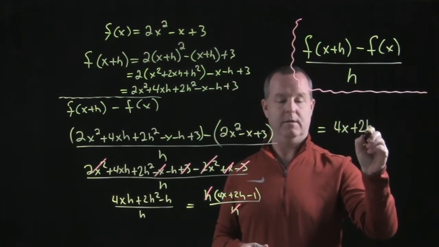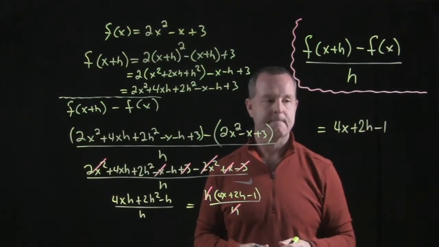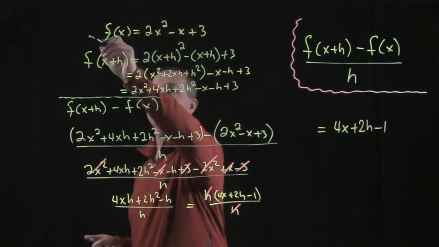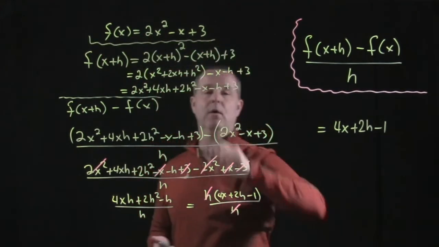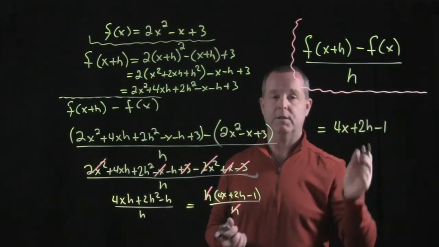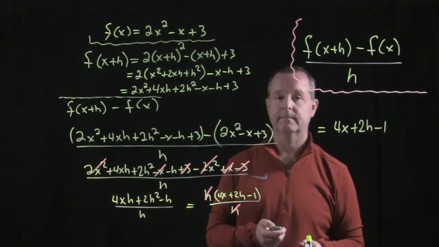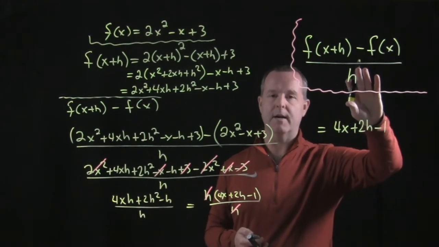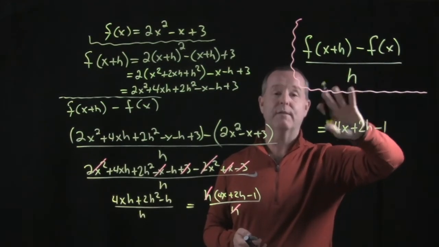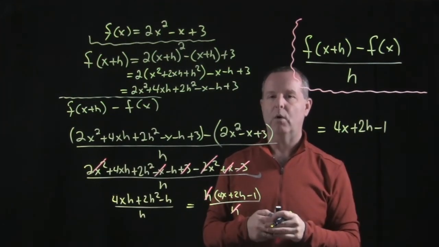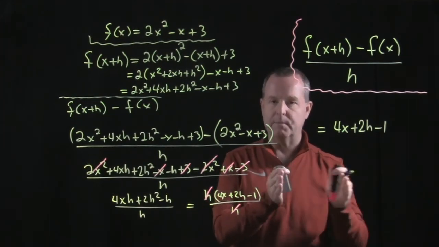plus 2h minus 1. So the average rate of change of this initial function over the course of its domain is modeled by 4x plus 2h minus 1. And this h, we'll describe that pretty soon, coming on up. So for right now, just treat it as a variable that's going to represent the distance that we're looking at over incremental periods of time.